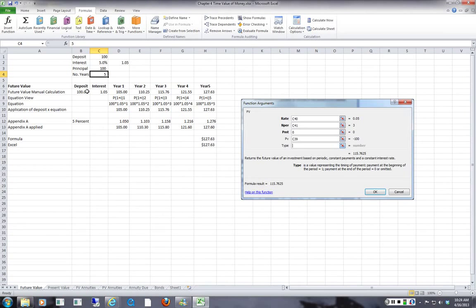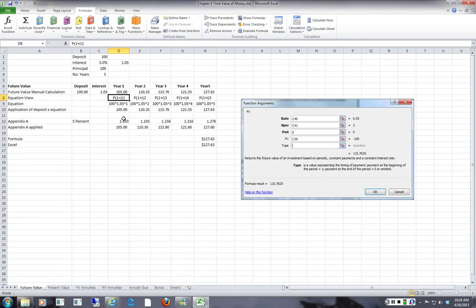5 years. Well, one of the ways we can do it is a manual calculation. We can take that $100 and multiply it by 1.05 for the first year, and then multiply that amount by 1.05 to get to the second year, and go on out till we get to $127.63 at the end of the fifth year. Now that's a manual calculation. We can just take 1 year and keep adding it on top of each other.